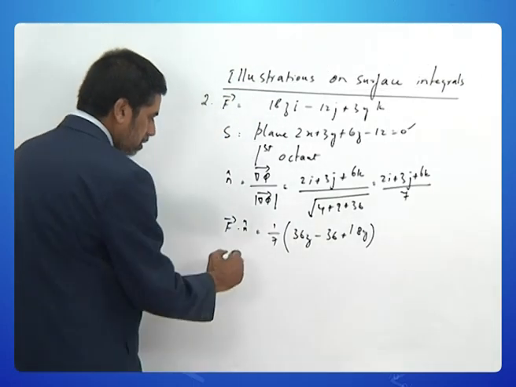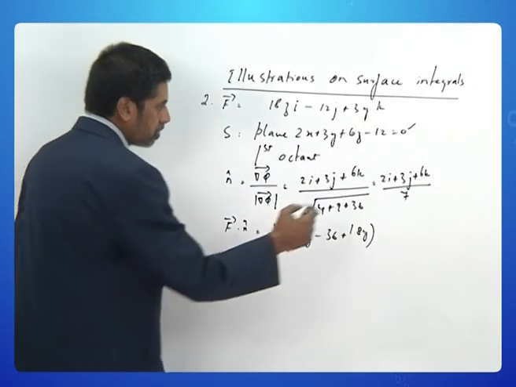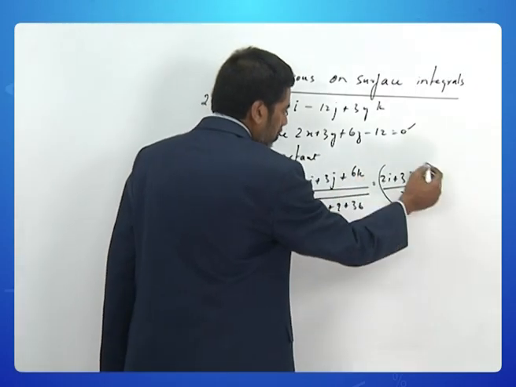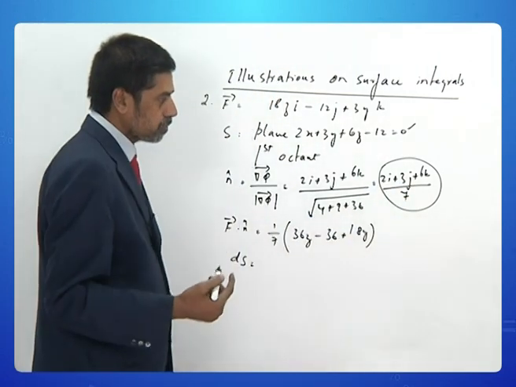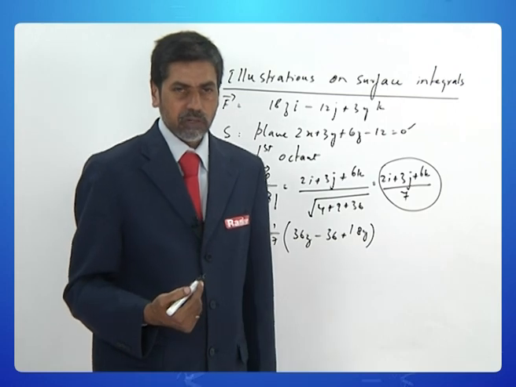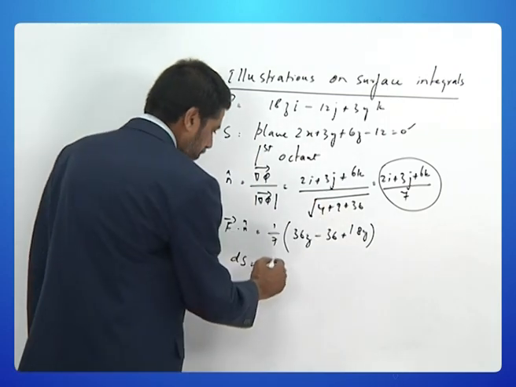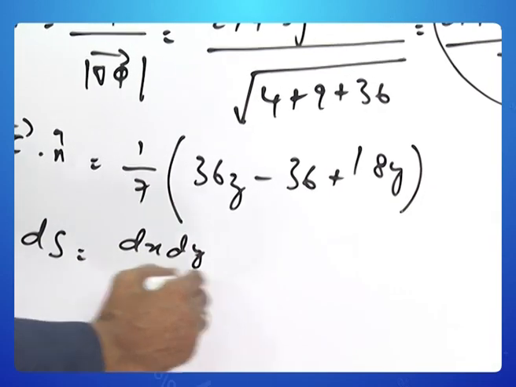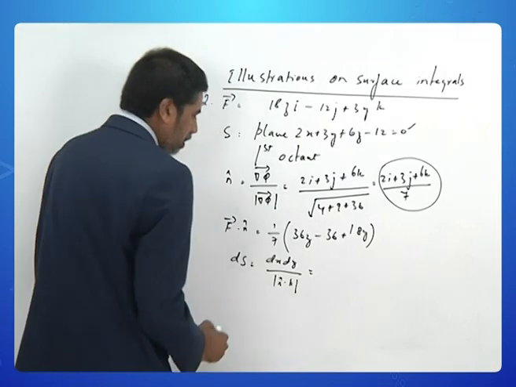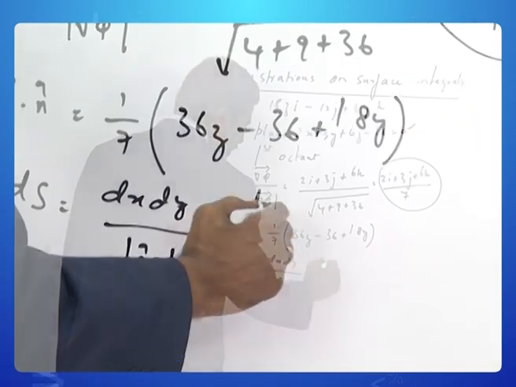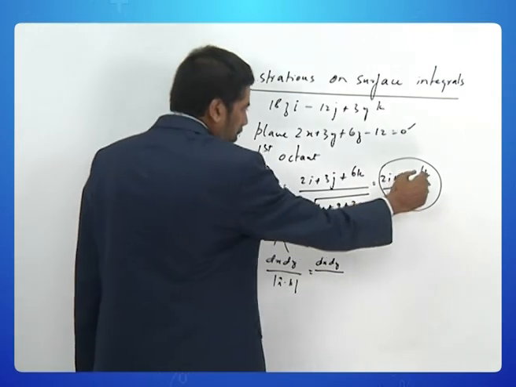Then we need a projection formula, and if you can observe, the unit surface normal contains all the three components, therefore we can project it on any plane. We are all very comfortable with the xy plane, so let me project on the xy plane. So the projection formula is dx dy by magnitude of n dot k. So this would be dx dy by magnitude of n dot k, which is 6 by 7.